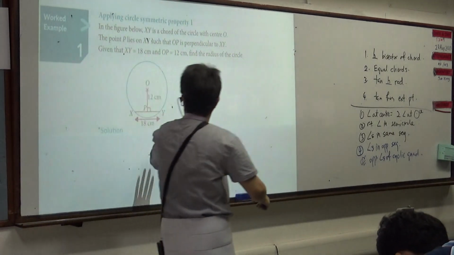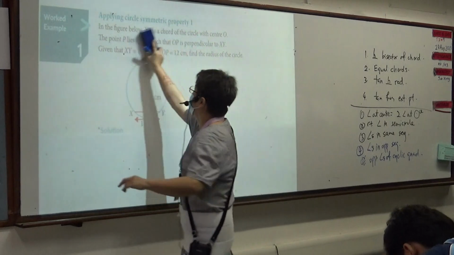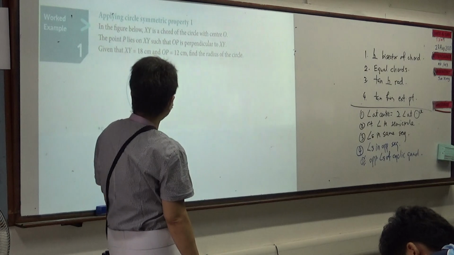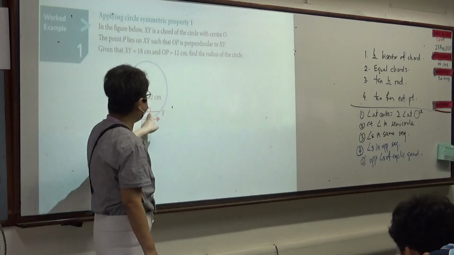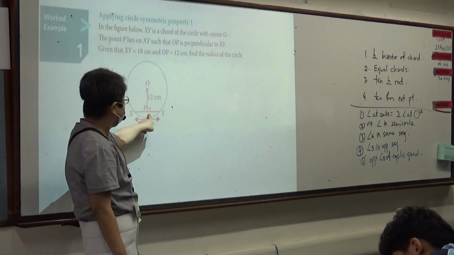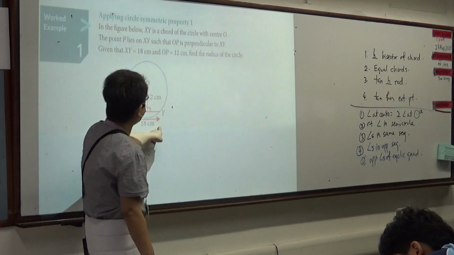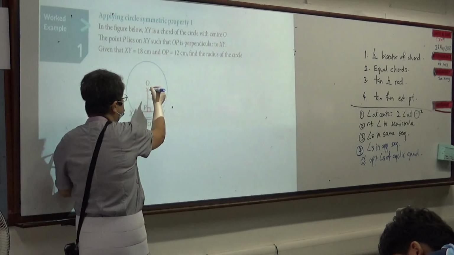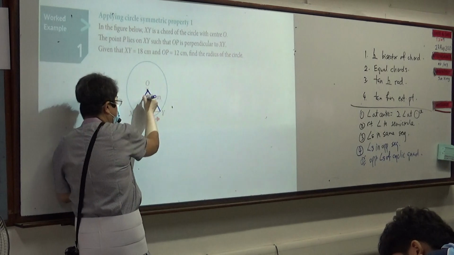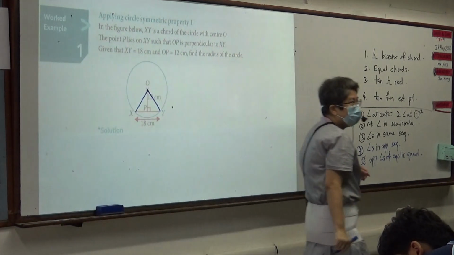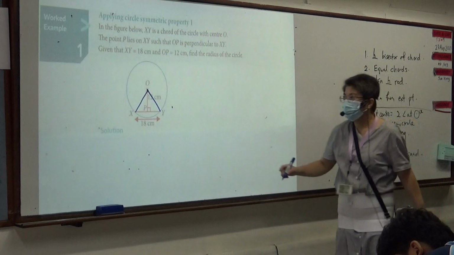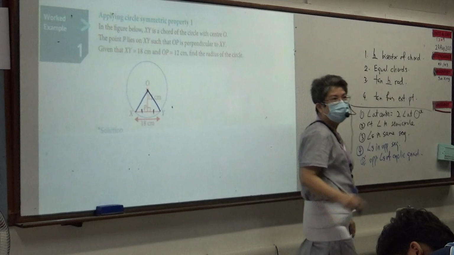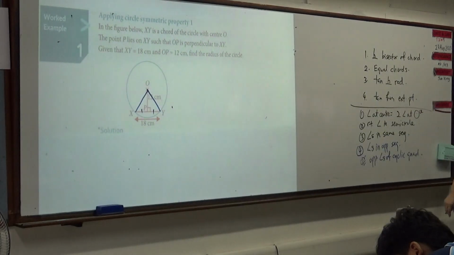In the figure shown below, XY is a chord of a circle with center O. The point P lies on XY such that OP is perpendicular to XY. Given that XY is 18, OP is 12, find the radius of the circle. Now, do you agree that radius of a circle is either OY or OX? Correct? If this is 18, right? I know this is 9.